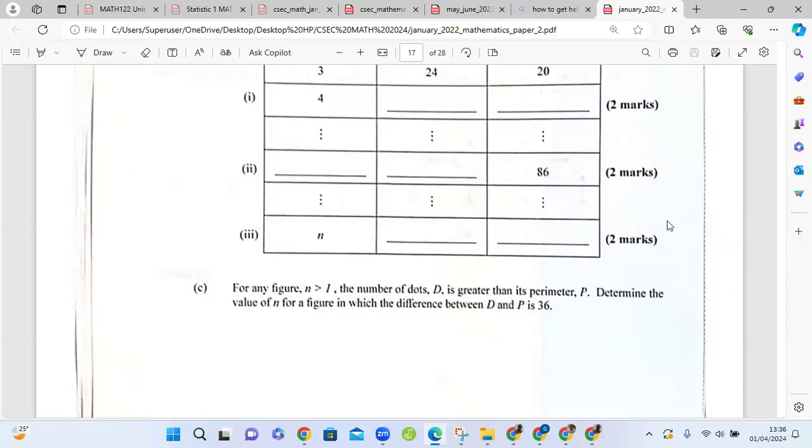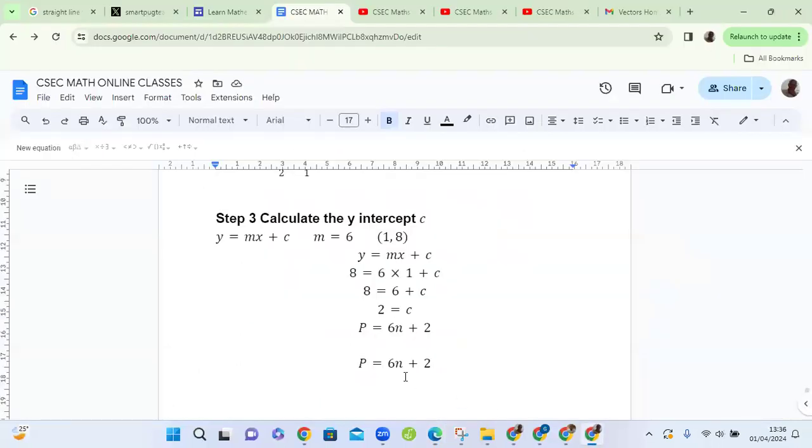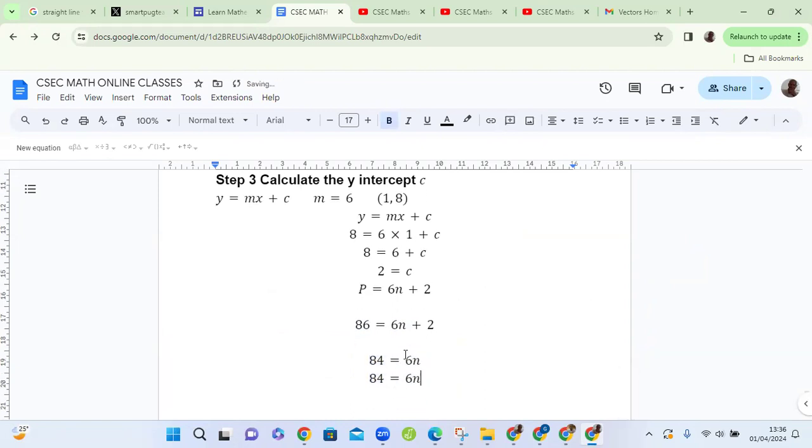We are given P. P is 86. And we have to solve for N. Subtract 2. So 6N will give us 84. And then we divide 84 by 6. What is 84 divided by 6? That gives us N. 14. N is 14 in that case.